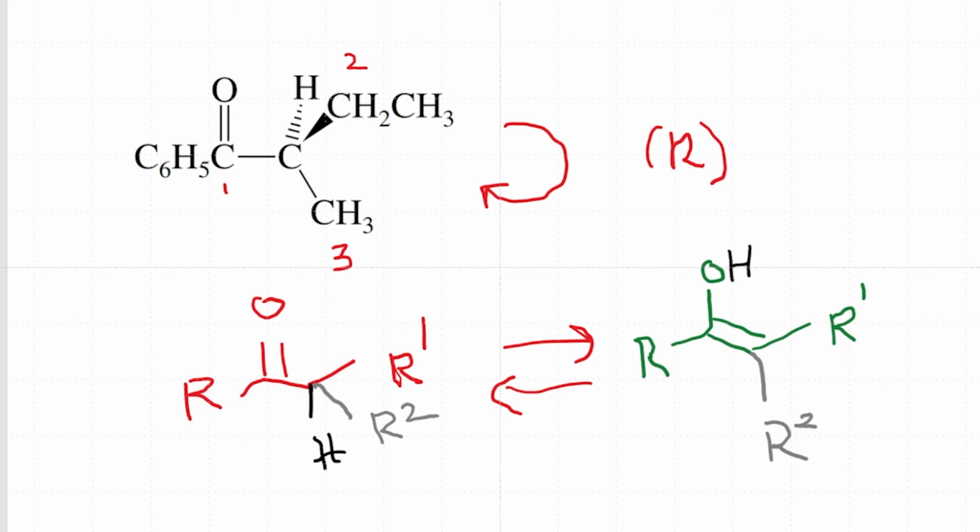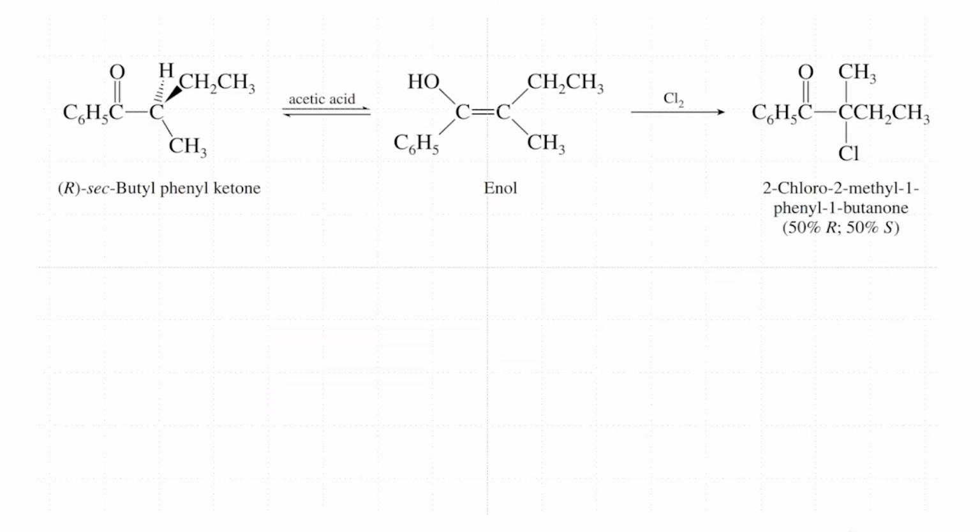Now if this enol reacts with chlorine, we know that the reaction of the electrophile with chlorine can occur from the top face or the bottom face, and they are equally likely. Therefore it is understandable that you will get a mixture, a racemic mixture. So let me explain it in the following way.